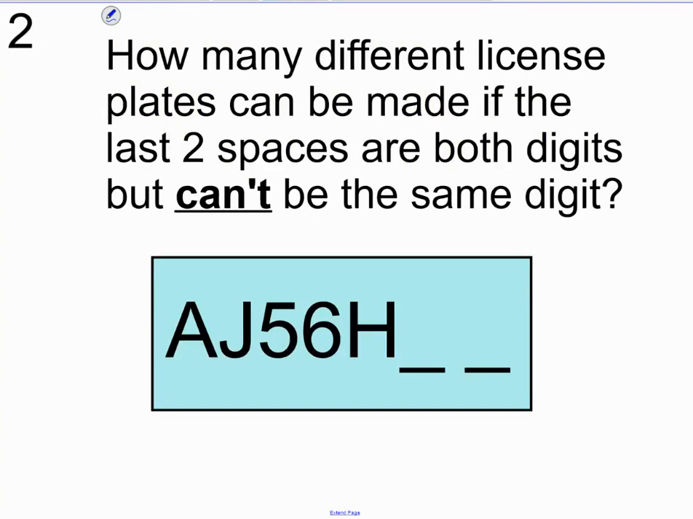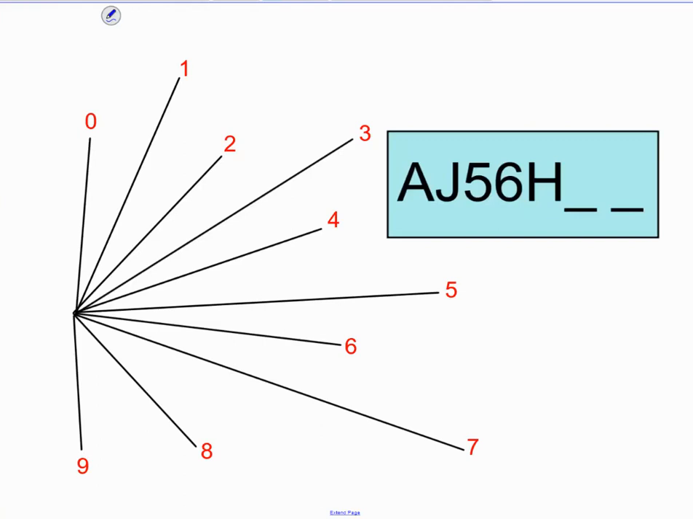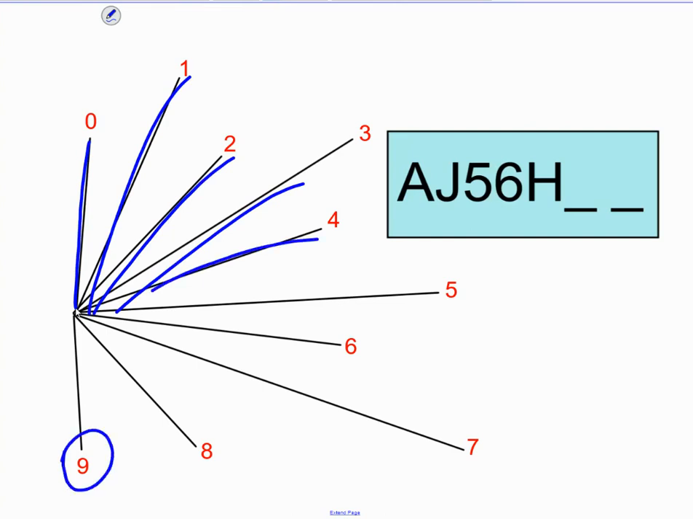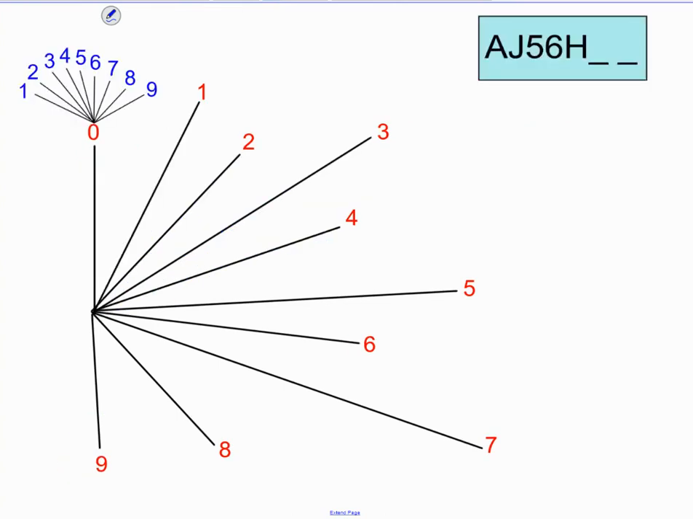All right, here is number 2. How many license plates can be made if the last 2 spaces are both digits but can't be repeated? For now, we're building tree diagrams. It will lead to the fundamental counting principle. I mean, this tree diagram has many branches because the first decision that we make has 10 digits. 0 through 9 is 10 digits. Then off the first 10 branches, we have to add 9 branches, not 10, because we can't repeat the 0 here. That's the first branch.